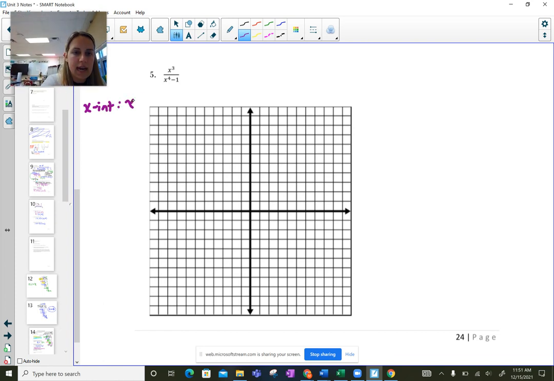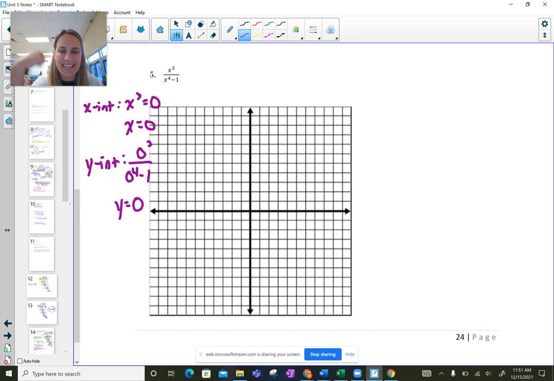So just set the top equal to 0. So we get x equals 0 if you cube root it, which means if you plugged in 0 in there, then the y-intercept is also going to be 0. Oh, that's nice. Okie dokie.